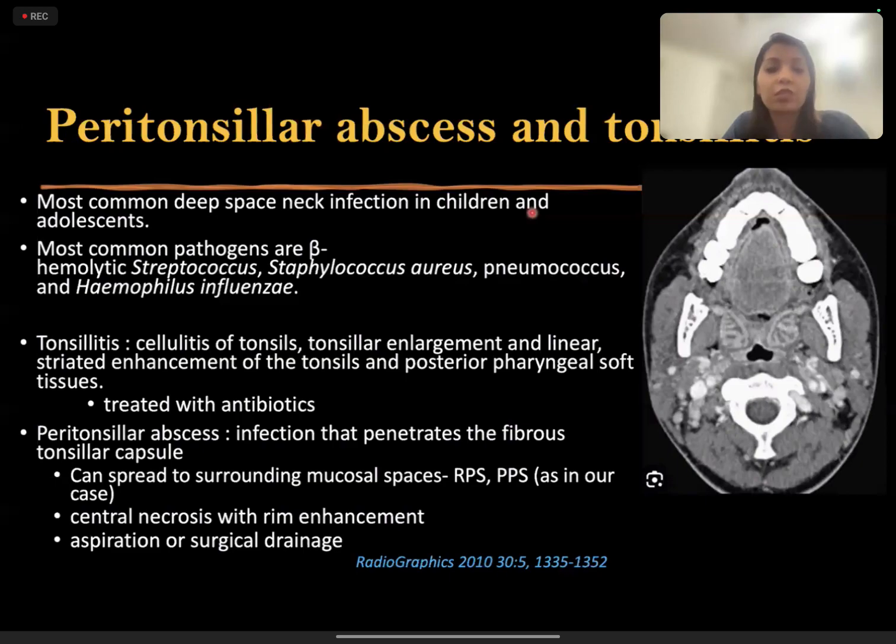Tonsillitis is just the cellulitis of the tonsils, and what we see on imaging is tonsillar enlargement, typically with a striated appearance of the enlarged tonsils and the posterior pharyngeal tissues. It is typically treated with antibiotics.